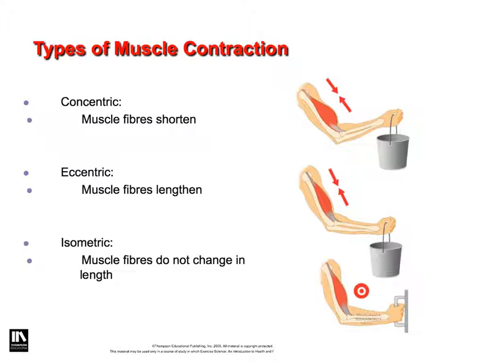If you have a concentric movement, then your muscle's shortening. So for a bicep curl, you're now going to take that arm and you're going to move it closer to the body. If it's eccentric, you're lengthening it and moving the arm away from the body. If it's isometric, the fibers do not change length. So for example, pushing against a closed door or a wall.